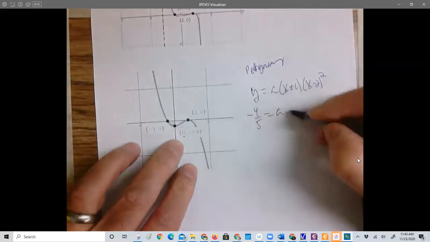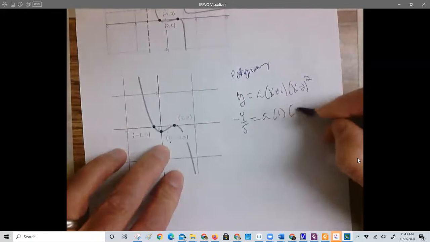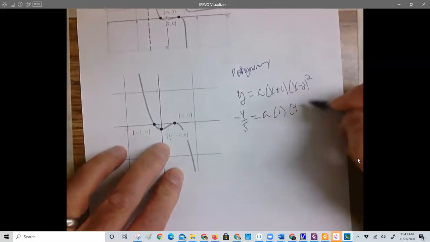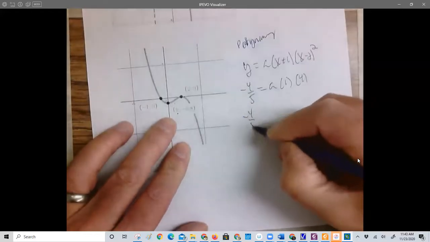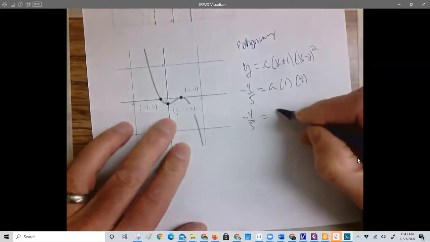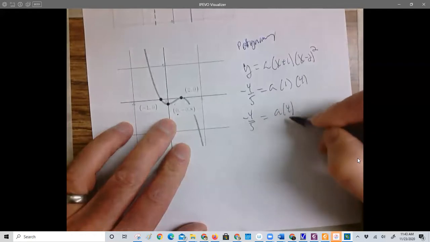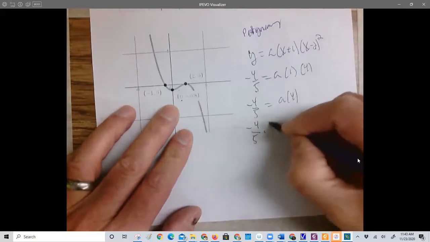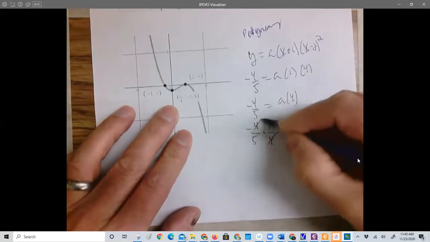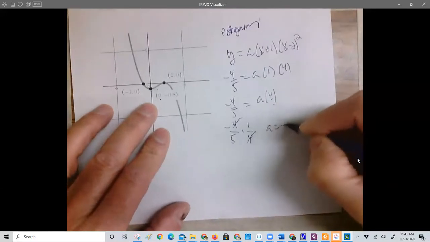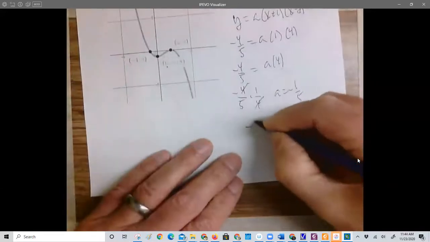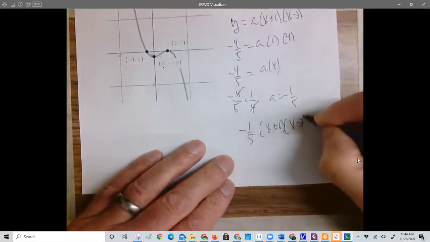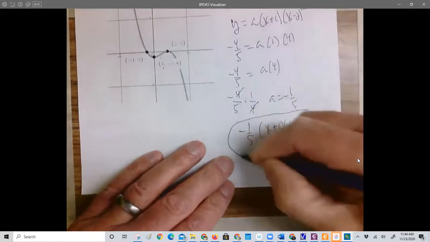And we're going to drop in 0 for all those x's. So that's 1. That's going to be 0 minus 2 is -2. But then we square it, we get 4. So -4 over 5 equals 4a, or a times 4. Now, if I divide by 4, that's the same as multiplying by 1/4, right? And then we can cancel out those 4s very nicely. So a equals -1/5. So -1/5 times x plus 1 times x minus 2 squared. And that's the equation of that polynomial.